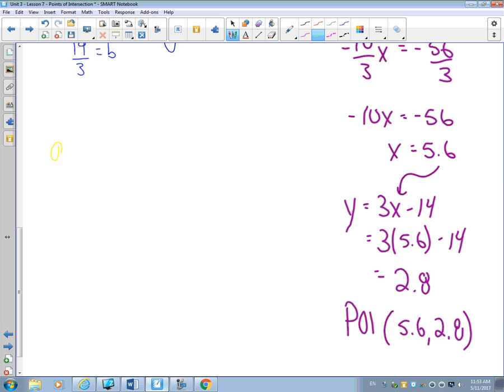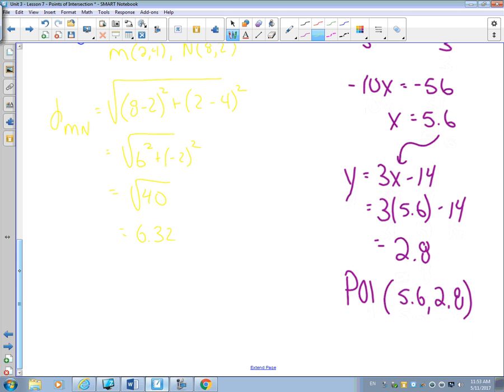The distance from m to n is the square root of... So I'll just write the points down here. M was (2, 4), and n was (8, 2). And that's straight from our diagram. So x2 minus x1 squared, y2 minus y1 squared: the square root of 6 squared plus (-2) squared is the root of 40, which comes out to approximately 6.32. That's one of our distances. That's the base.